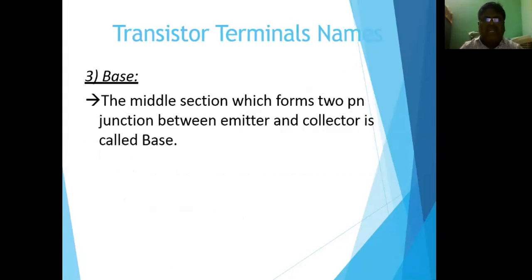Next, the last one, the base. The middle section, which forms two PN junctions between the emitter and collector, is called the base. That is the terminals of the transistor. Once again, each transistor consists of three terminals: emitter, collector, and base. What is the function of the emitter? What is the function of the collector? What is the function of the base? These are the fundamentals, the functions of the terminals.